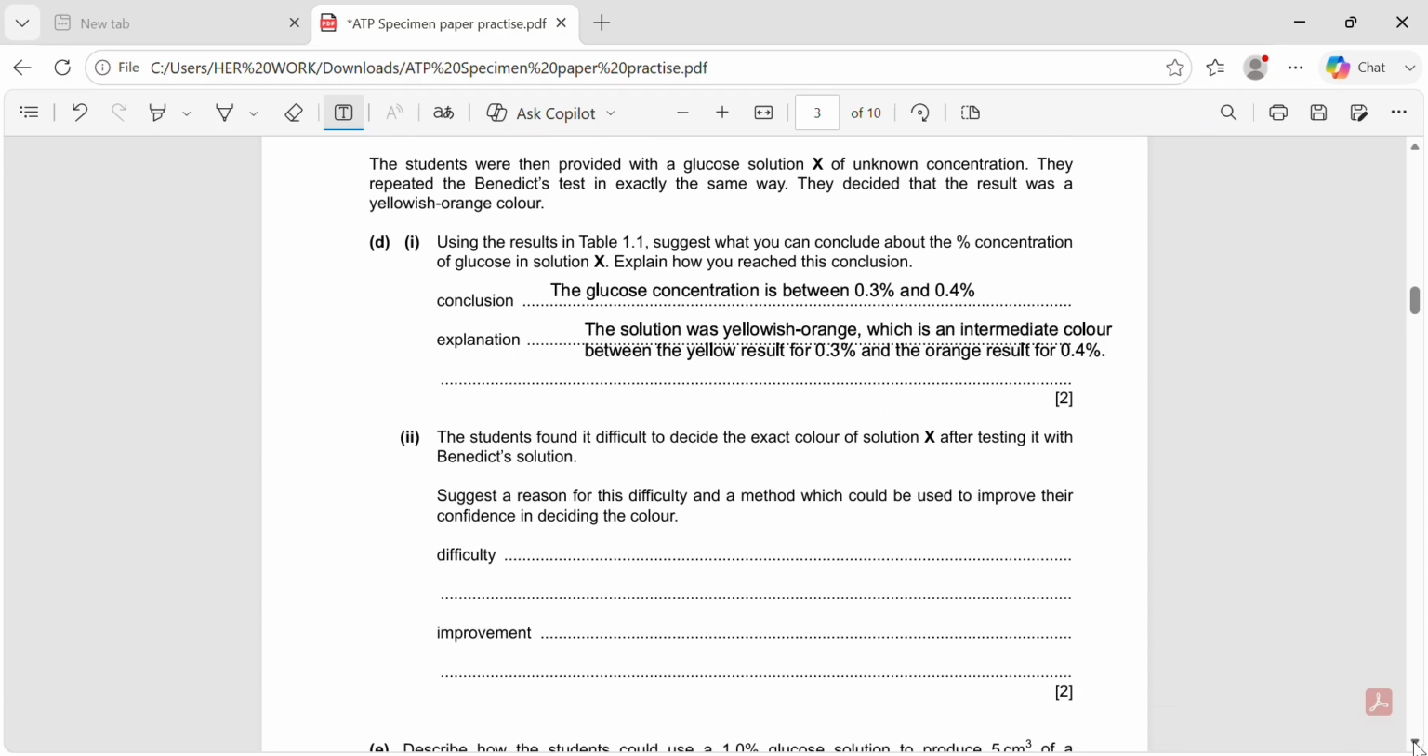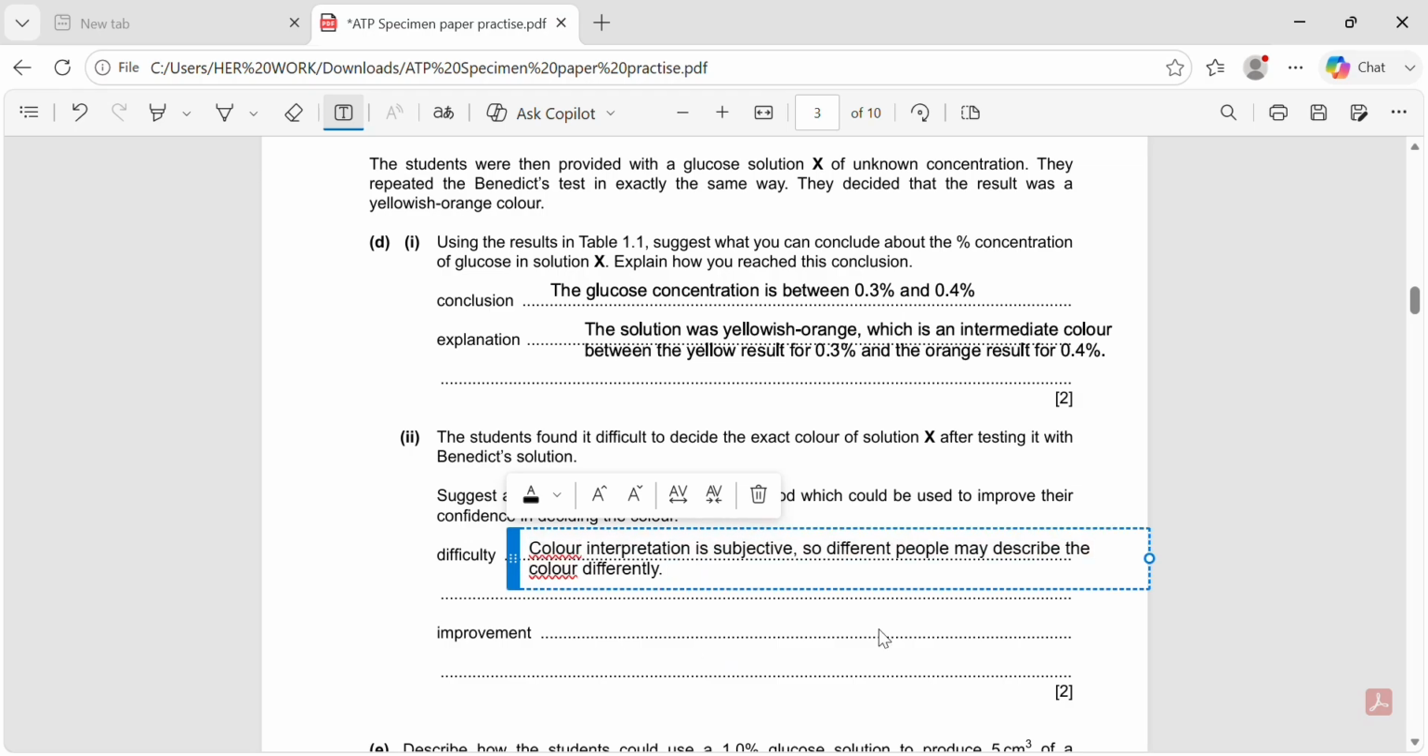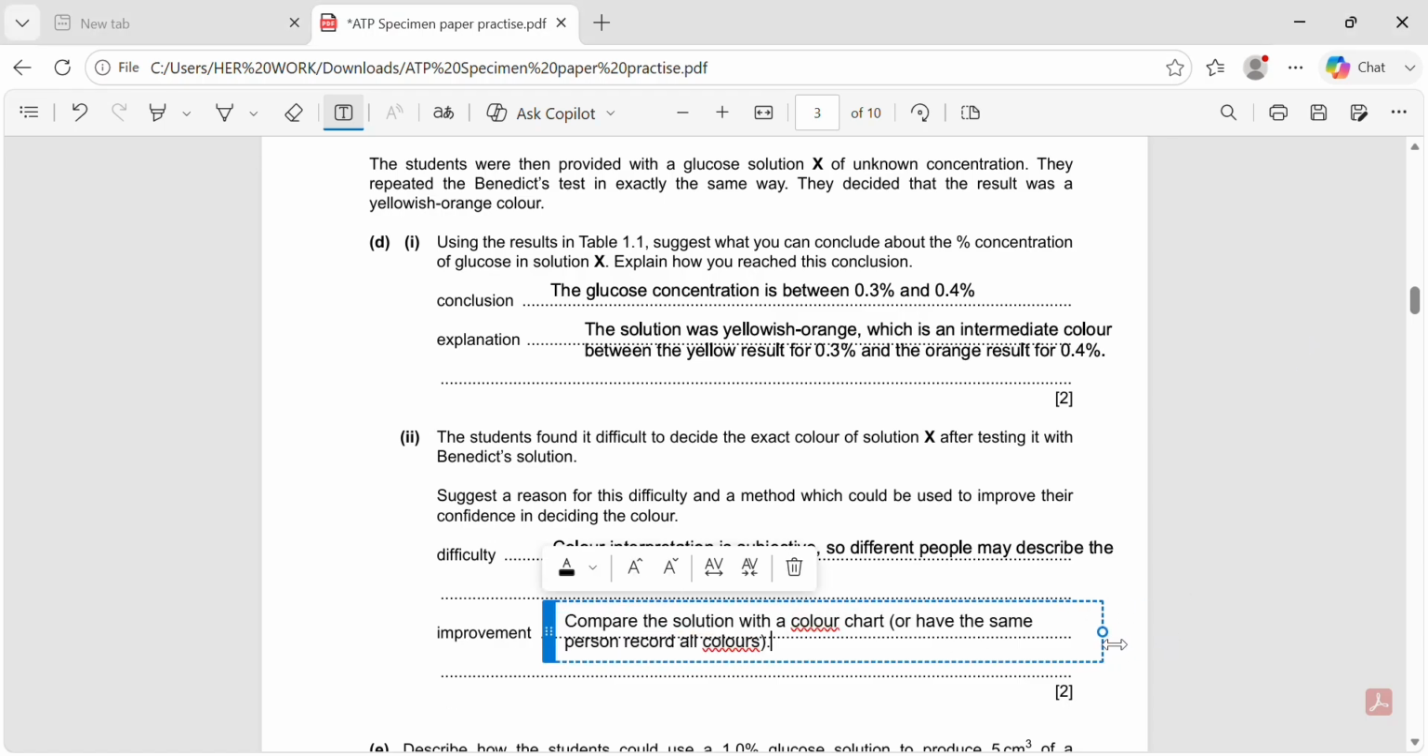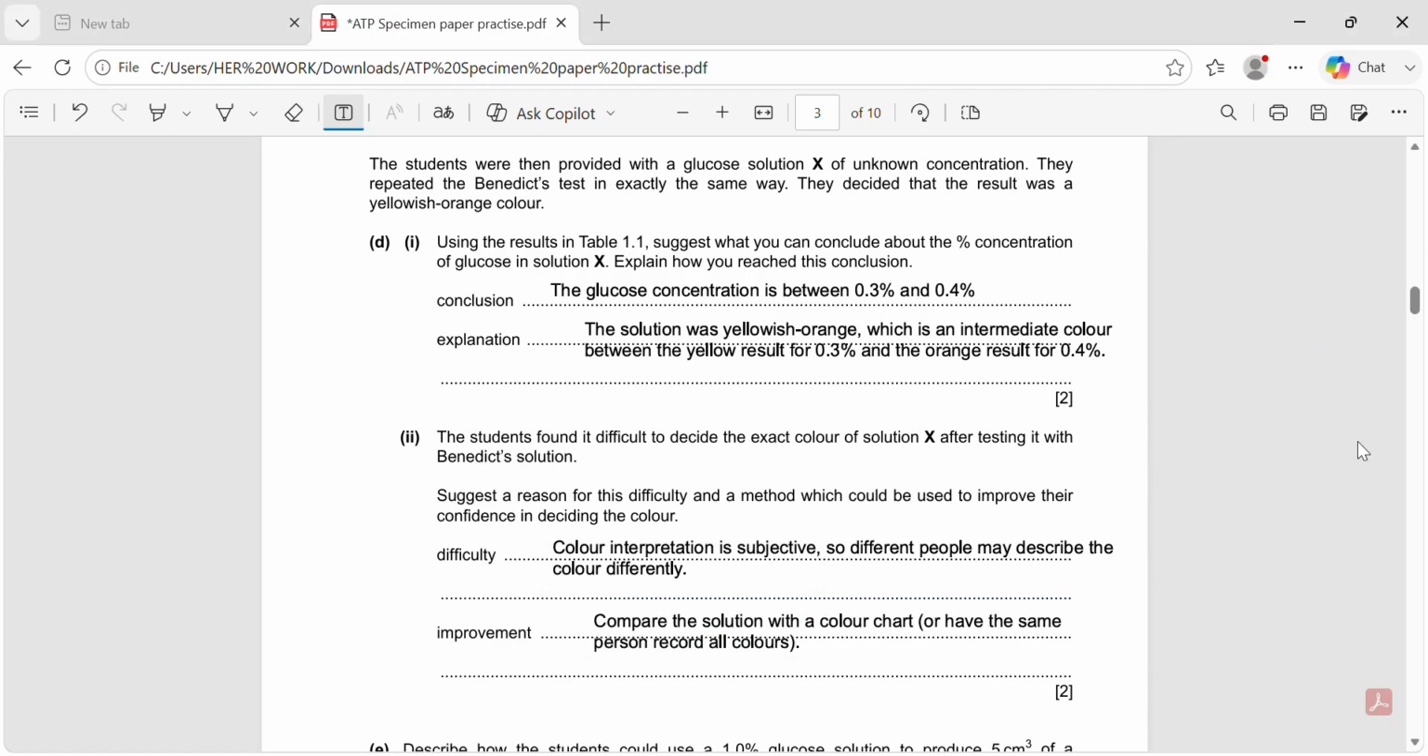The next question asks, the students found it difficult to decide the exact color of solution X after testing it with Benedict's solution. Suggest a reason for this difficulty and a method which could be used to improve their confidence in deciding the color. Sometimes color judgment is subjective, meaning different people may describe the same color differently. A color chart provides a standard reference and improves accuracy. So the answer we write is, difficulty. Color interpretation is subjective, so different people may describe the color differently. For improvement we will write, compare the solution with a color chart or have the same person record all colors.